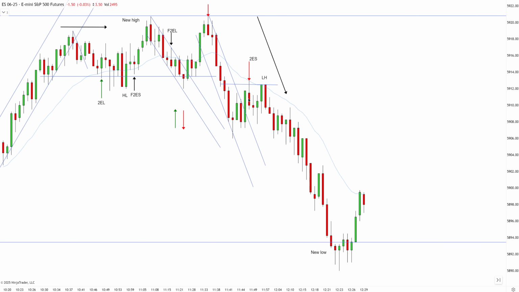Okay, and this was actually a double high priority setup. Now I'm looking back, you have a new high, first entry long, pull back, second entry long failure. So you have two setups in one, not only second entry short, but failed second entry long. So more reason to take this setup. And now you expect the same thing.